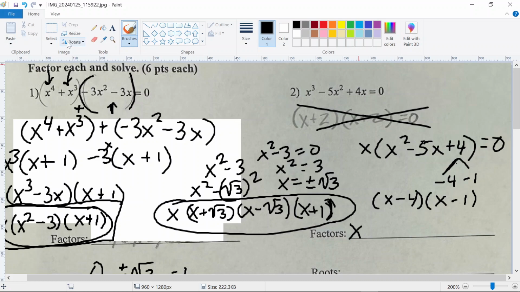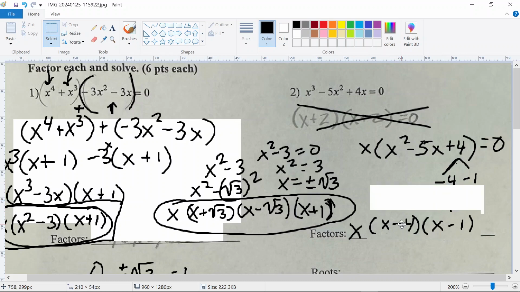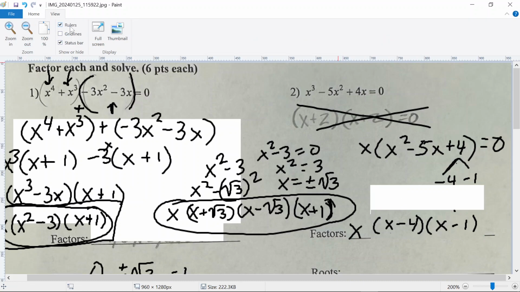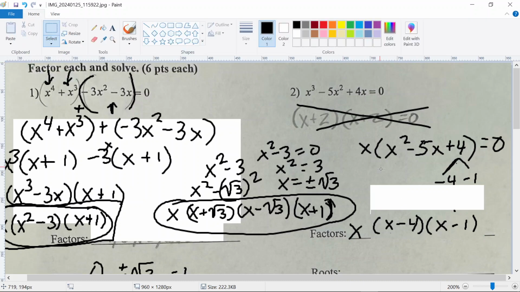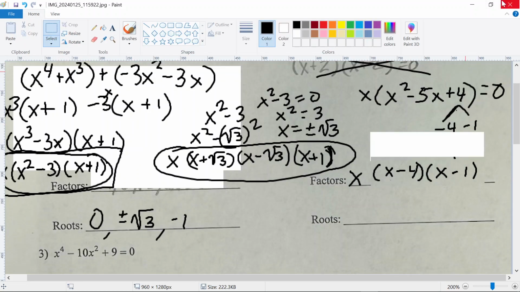And as long as I was writing it, I should have just put it in the right place. So there's your factors. And then I need the roots. Set each one equal to 0. In other words, these signs are going to flip. X equals 0, x equals 4, x equals 1.